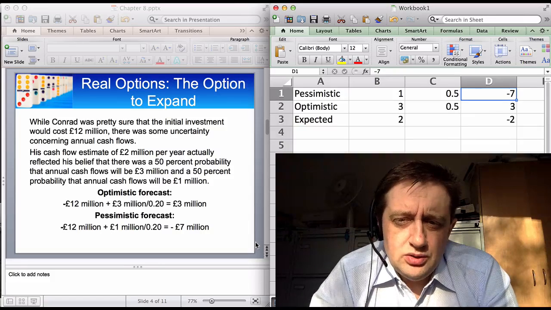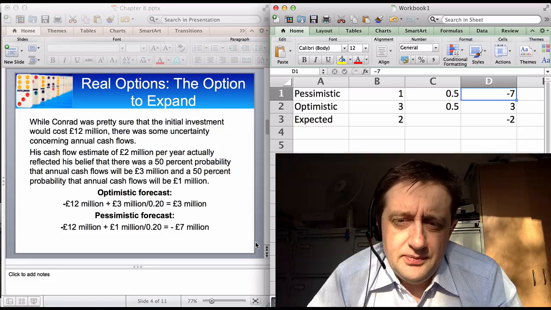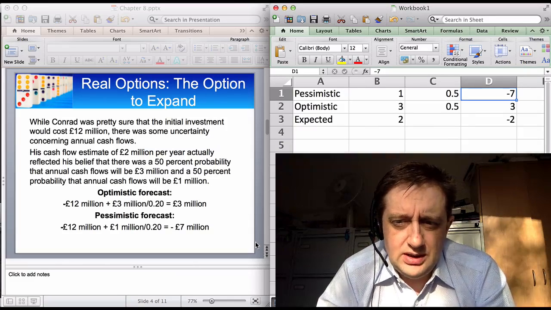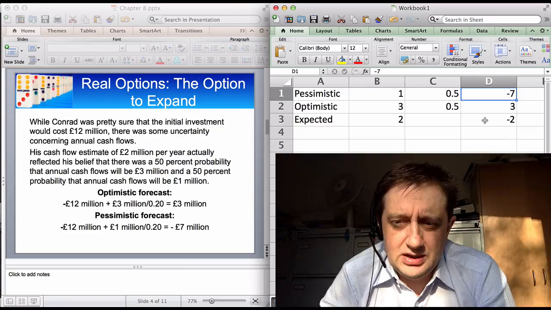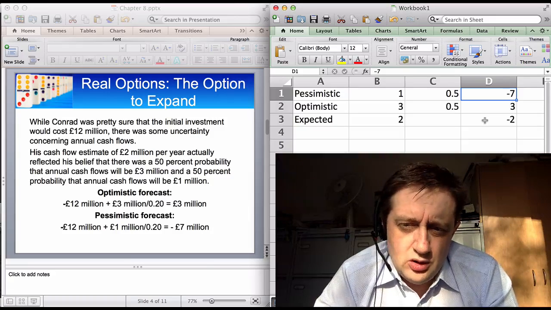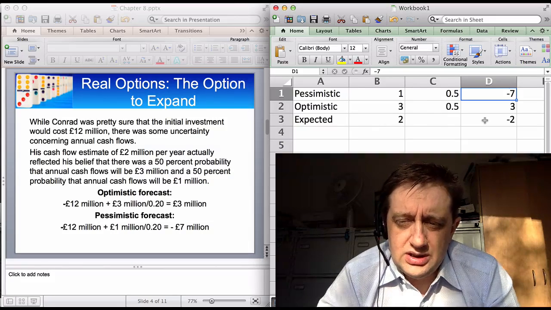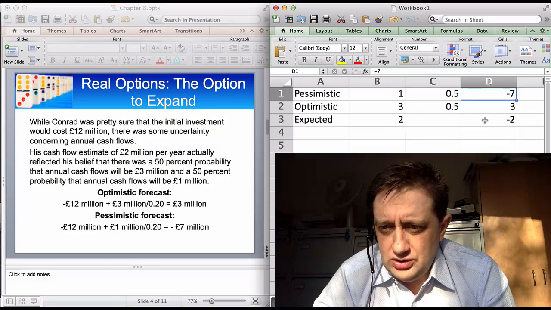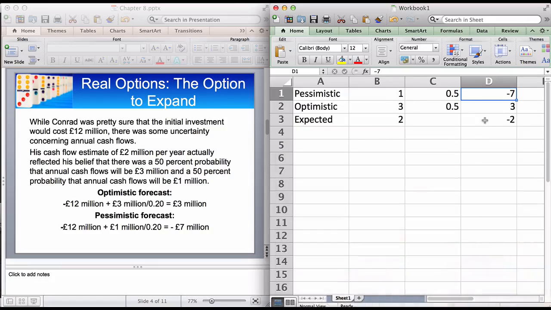So what we're going to do is say, okay, we've got the initial NPV. The initial NPV says that it's expected to be -2. We're going to incorporate strategy now. So if it's pessimistic, then we just have to take that on the chin. If it's optimistic, then we're going to expand into 10 different locations.